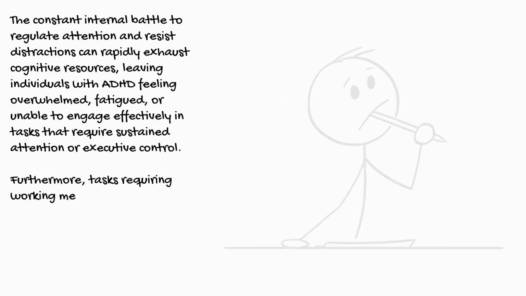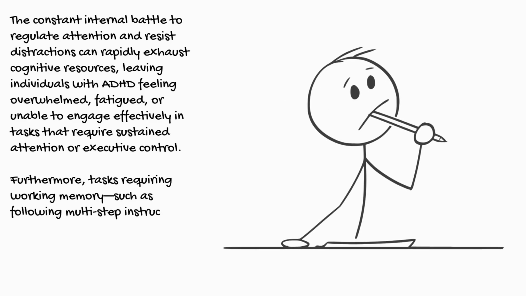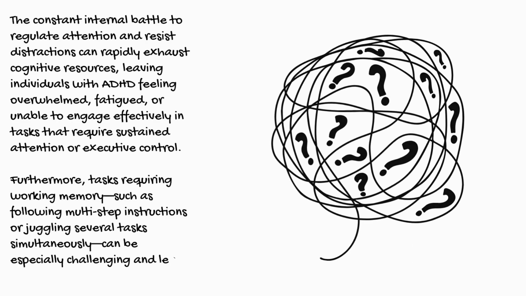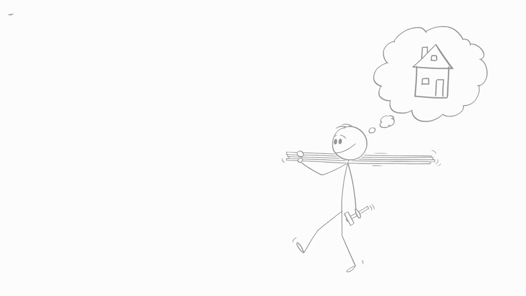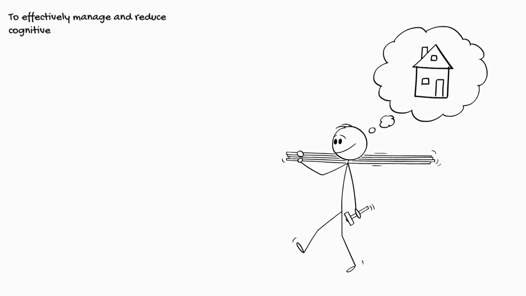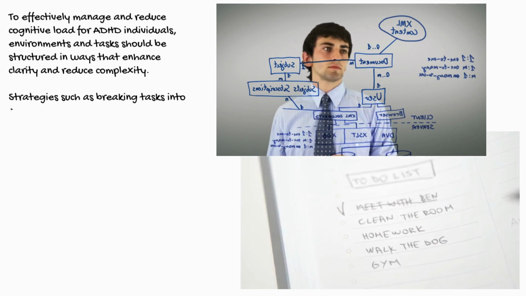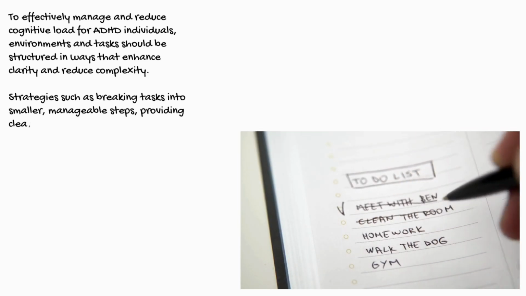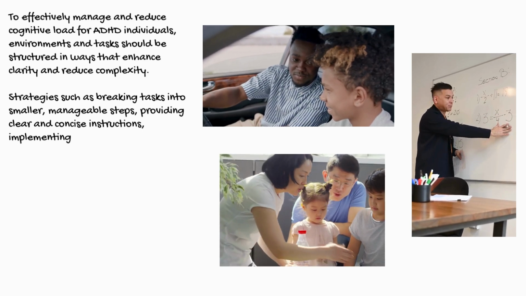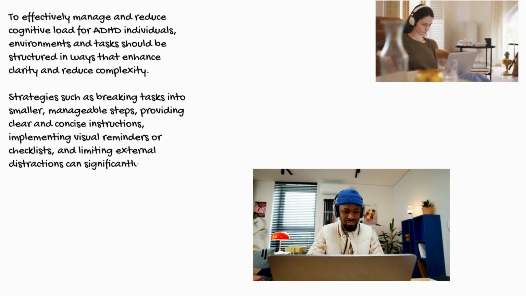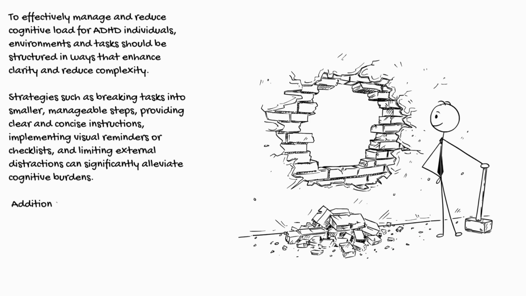Furthermore, tasks requiring working memory, such as following multi-step instructions or juggling several tasks simultaneously, can be especially challenging and lead to cognitive overload. To effectively manage and reduce cognitive load for ADHD individuals, environments and tasks should be structured in ways that enhance clarity and reduce complexity. Strategies such as breaking tasks into smaller, manageable steps, providing clear and concise instructions, implementing visual reminders or checklists, and limiting external distractions can significantly alleviate cognitive burdens.